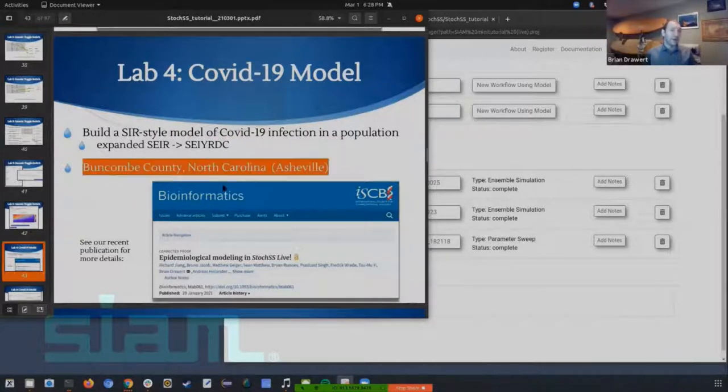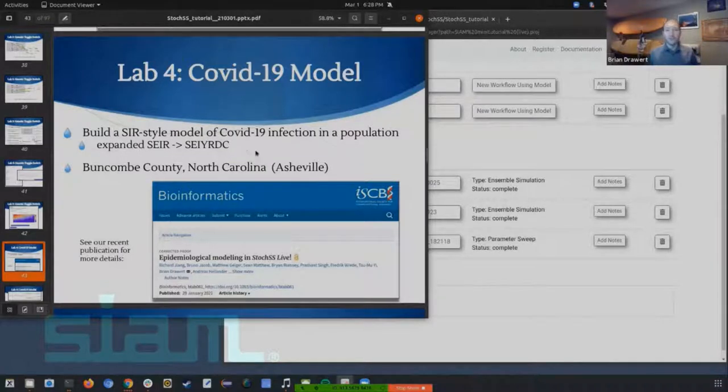And then we had to choose a population. So in our paper, we actually chose two populations, and they were the populations that we are members of. So I am currently in Asheville, North Carolina. Asheville, North Carolina is in Buncombe County. So I'm gonna use Buncombe County or vaguely Buncombe County data.